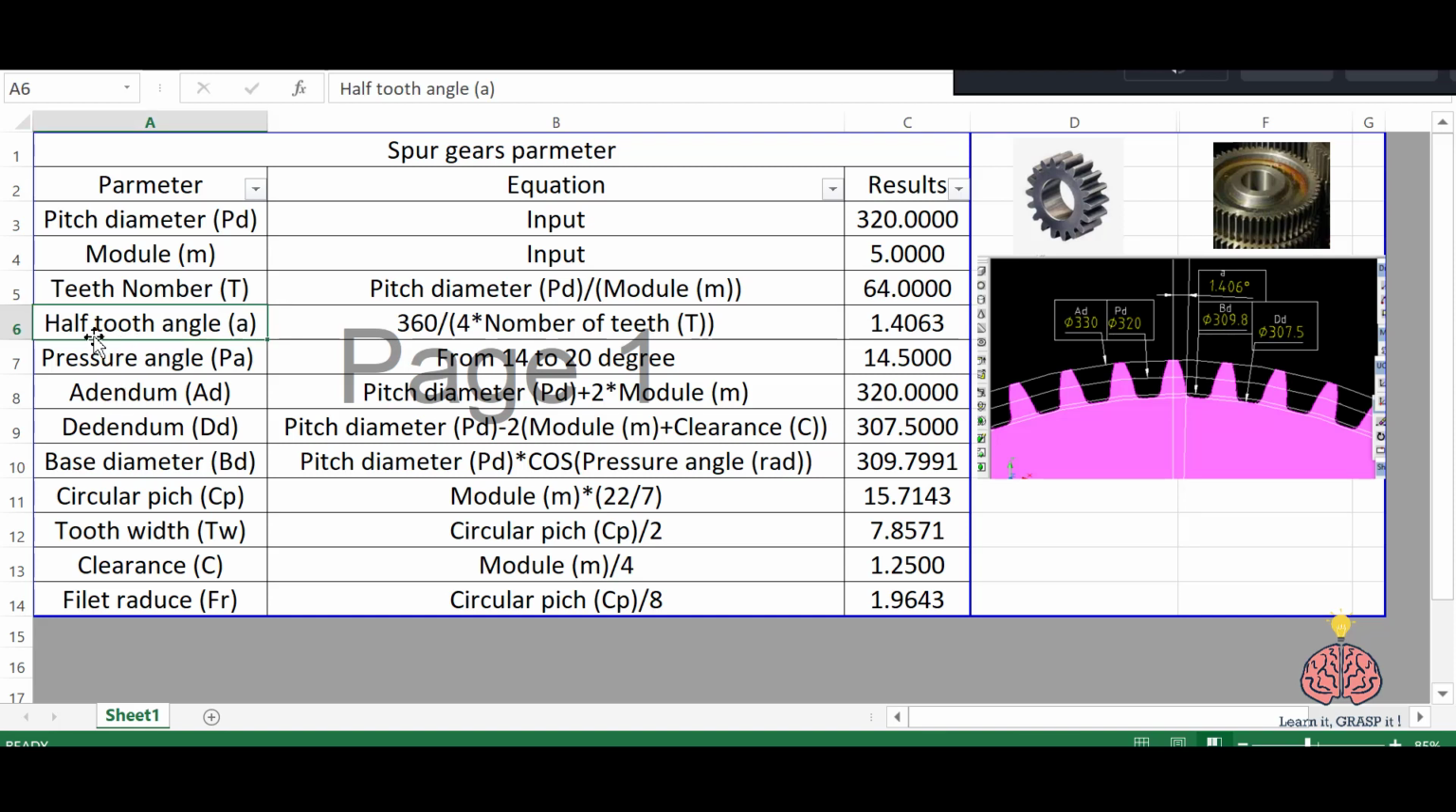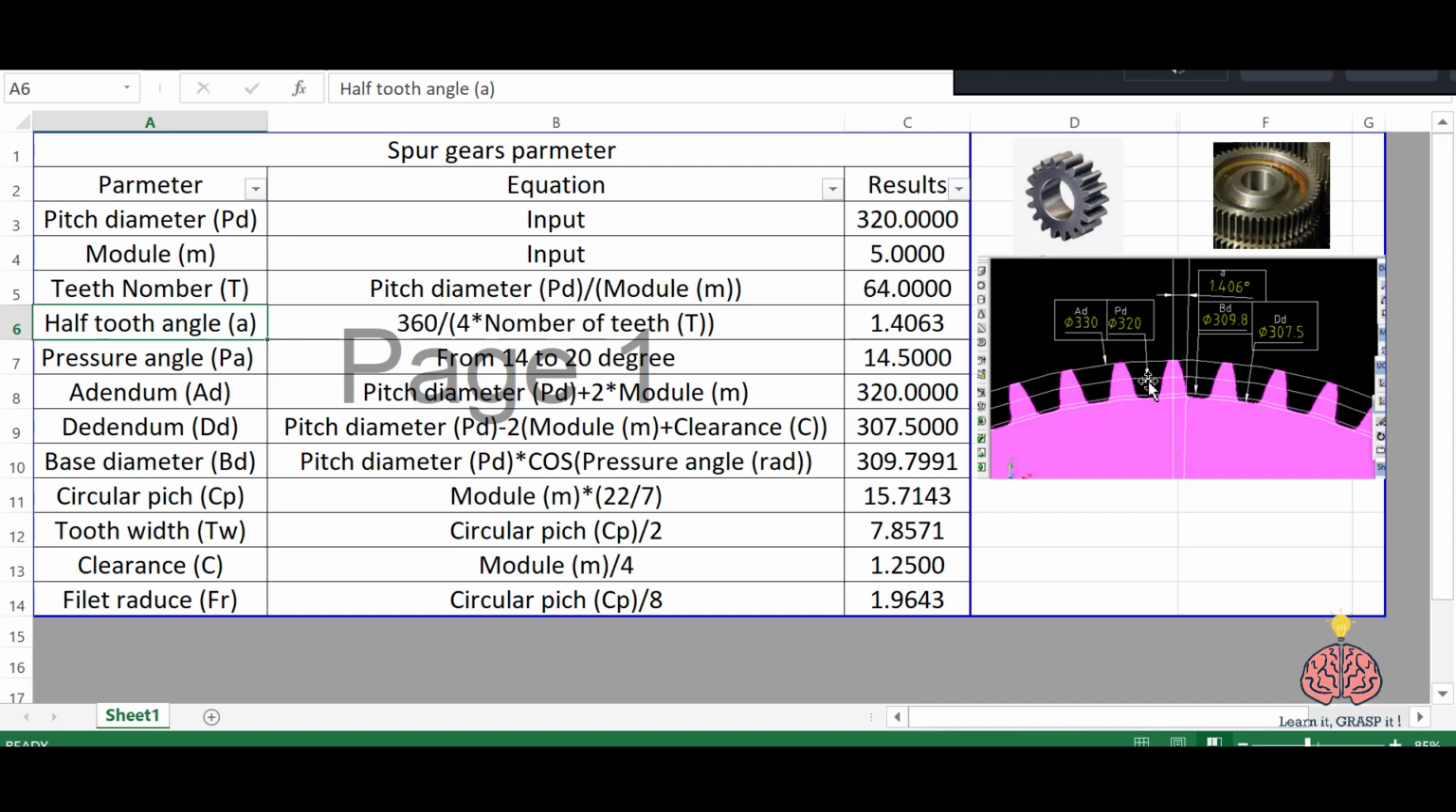After that, we calculate half tooth angle. We have 64 teeth and we have 360 degree. If we divide it by number of teeth multiplied by 4, it will give us half tooth angle, which in this picture is equal 1.406 from the center line, the vertical one, so from the center axis, and the point which is on the base diameter, because in these teeth we have here 4 circles.